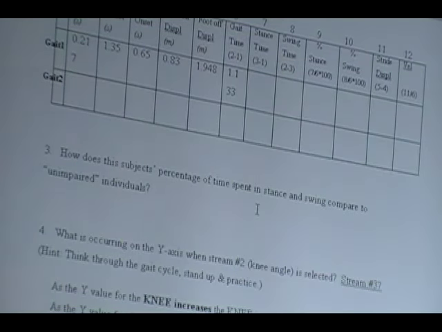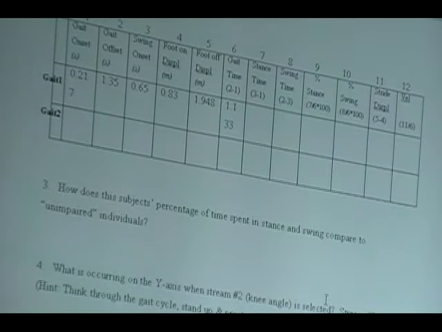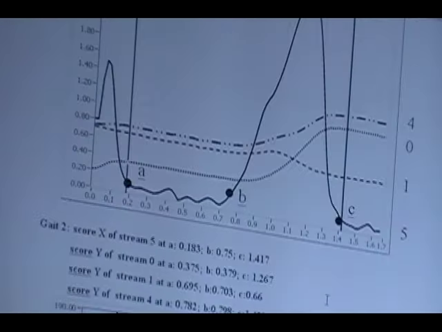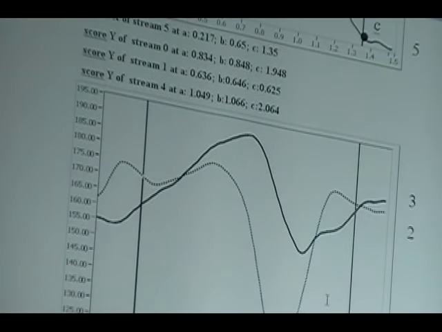Number 4, what is occurring on the y-axis when stream 2 or knee angle is selected? So here, as the y value for knee increases, is the knee moving into flexion or extension? Let's first look at knee. You can look at any one of them, the first one, A1, is fine. Knee is from stream 2. So it's asking you, when the number in stream 2 increases, is this flexion or extension? So how do you know?